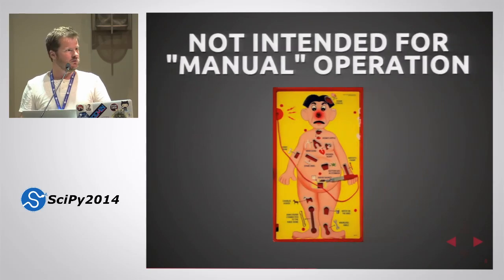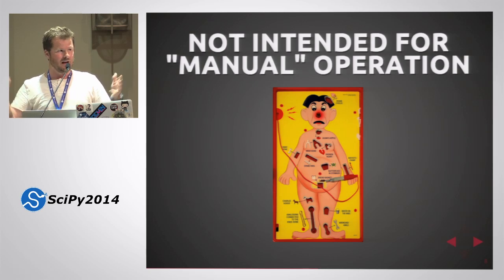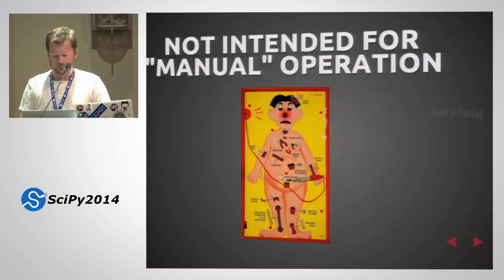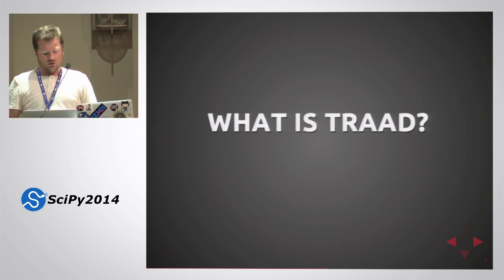And that's kind of why I wanted to invent Trod. Rope is not designed for manual operation. You shouldn't typically be driving it from a Python script. It's designed to be driven by an IDE, because an IDE knows about things like where is your cursor and how big a file is and things like that. It has the information that Rope wants to do its job. So that brings us to the question, what is Trod?